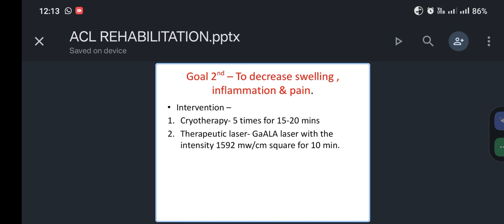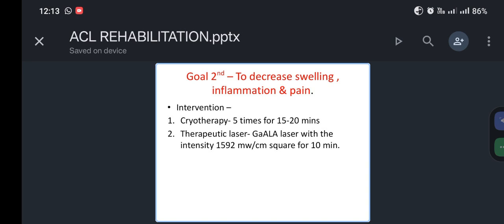Cryotherapy induces a decrease in nerve conduction velocity, which may decrease the nociceptor activity. In this way the pain can decrease with cryotherapy. A therapeutic laser can decrease pain by increasing microcirculation and increasing oxygenation to tissue, with reduction of knee swelling and intensity of inflammation.